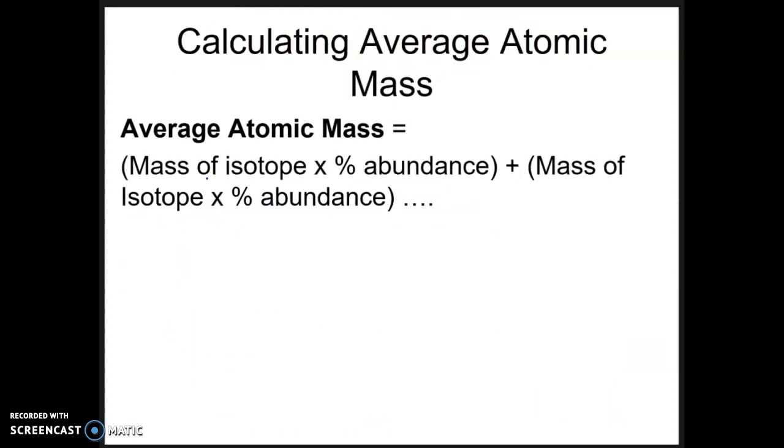So here's our formula for how to calculate average atomic mass. It equals the mass of an isotope times its percent abundance, plus the mass of the next isotope times its percent abundance, and so on, for however many isotopes there are. You want to definitely write this formula down. We're going to use it.